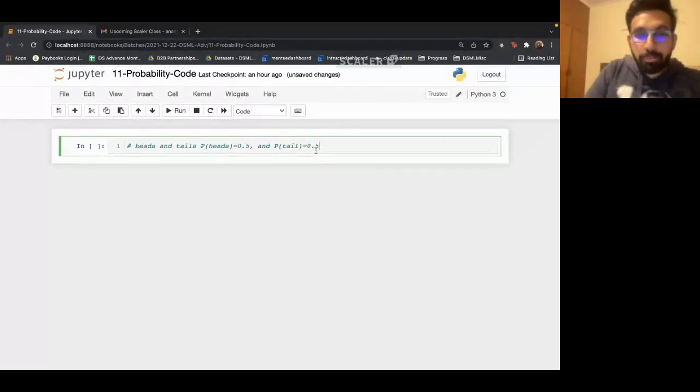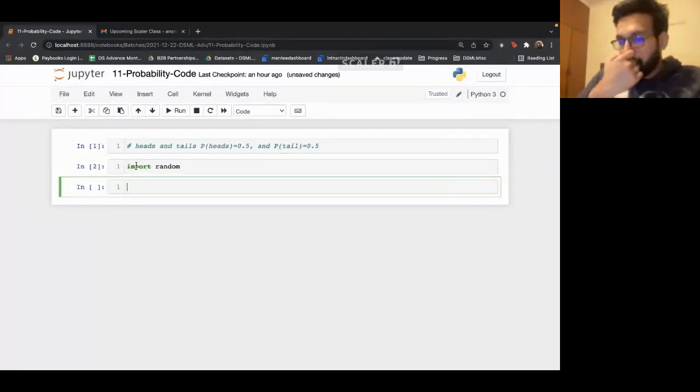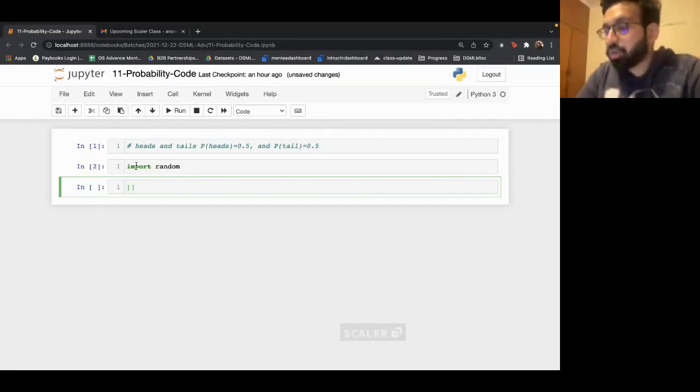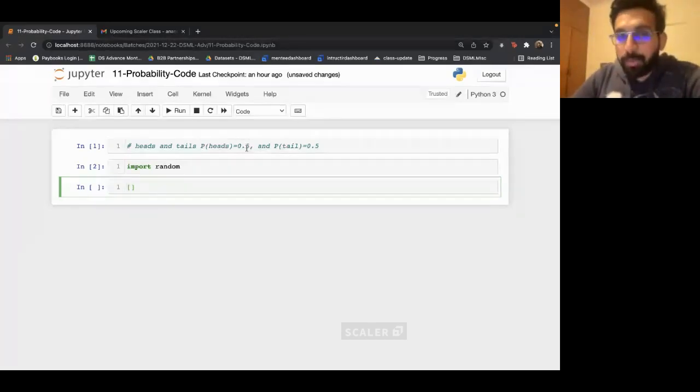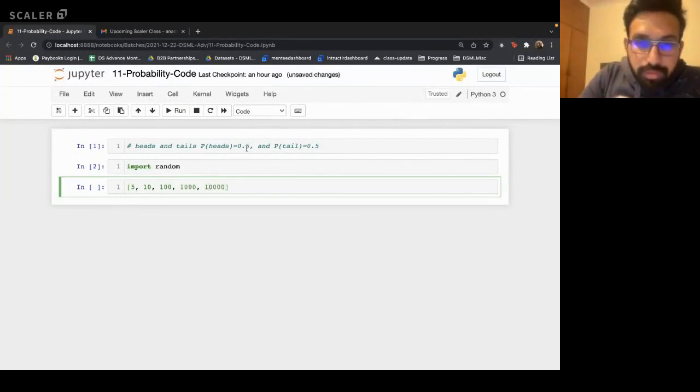All right, so let's prove that from a frequentist approach setting. For this, first I'm going to import a random module. We've learned the random module and we'll use this. I'm going to run this experiment for different numbers of trials and see if the probability reaches close to 0.5 or not. In the first case, I'm going to run this experiment 5 times. Second case, 10 times, then 100 times, then 1,000 times, then 10,000 times.